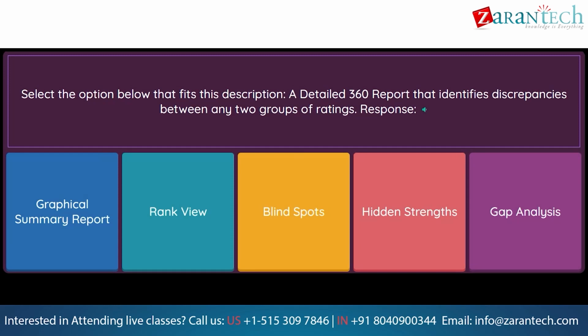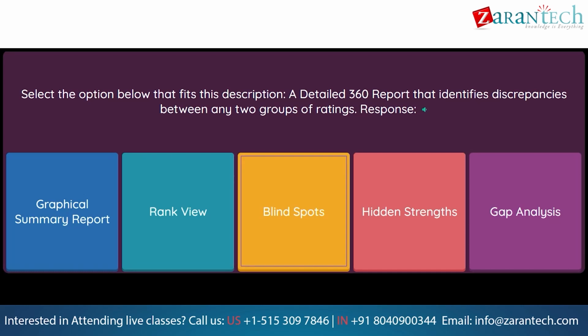Question: select the option below that fits this description, a detailed 360 report that identifies discrepancies between any two groups of ratings. Response: Option 1, Graphical Summary Report. Option 2, Rank View. Option 3, Blind Spots. Option 4, Hidden Strengths. Option 5, Gap Analysis.